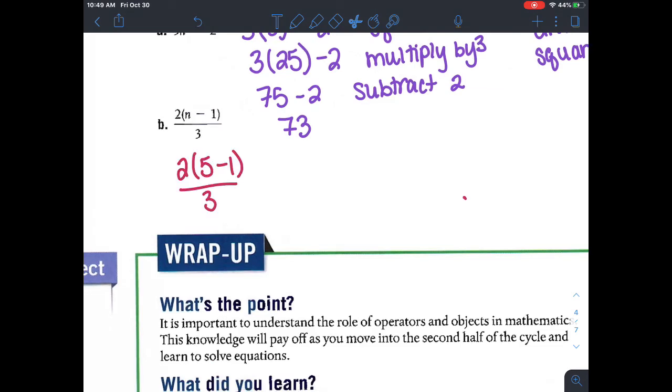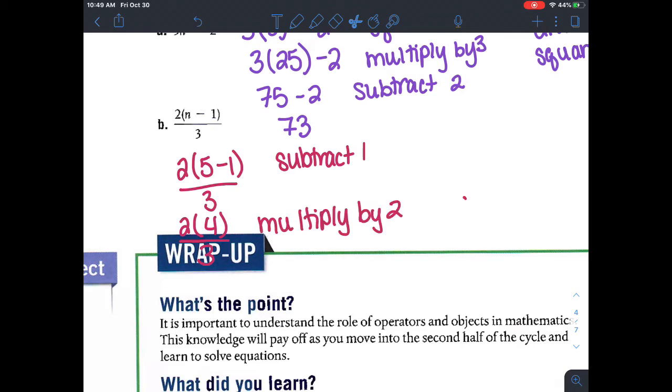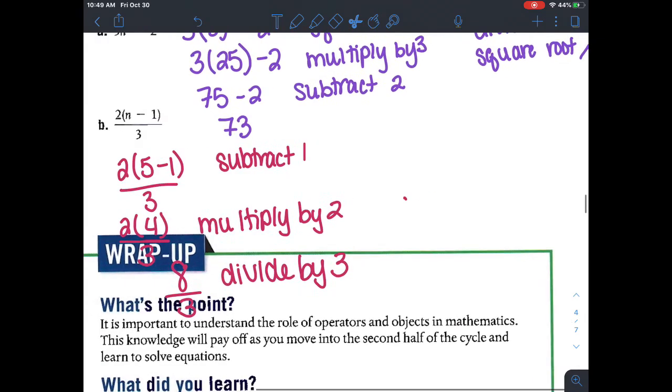Again, we're going to plug in 5. What's my first step? I'm going to do everything inside the parentheses. So I'm going to subtract 1. I get 2 times 4 divided by 3. We multiply by 2. 8 divided by 3. What are we going to do? We're going to divide by 3, and you get a decimal.